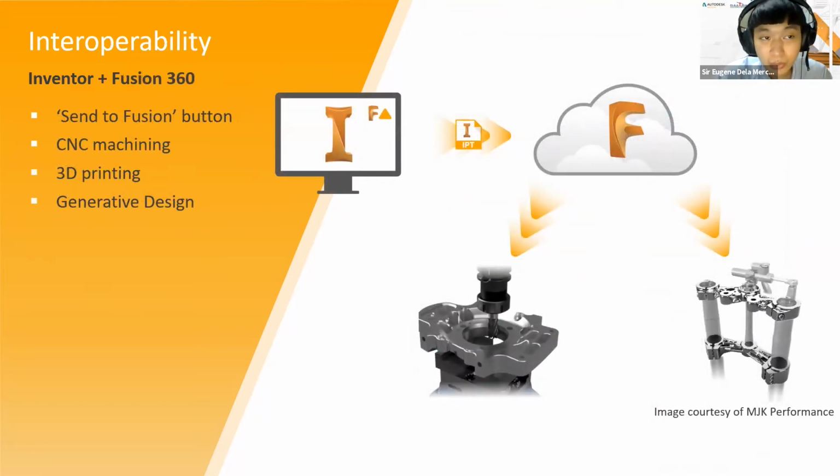The interoperability between Inventor and Fusion is also enhanced. As you can see here, we now have the Send to Fusion button in Inventor. For those who don't know Fusion 360, it is basically our first cloud-based CAD software that gives the next generation technology like generative design. As we send our part files from Inventor to Fusion 360, we can choose our team hub as well as the project folders that we want to place it in. So that ultimately it can participate in CNC machining, 3D printing, as well as generative design in Fusion 360.